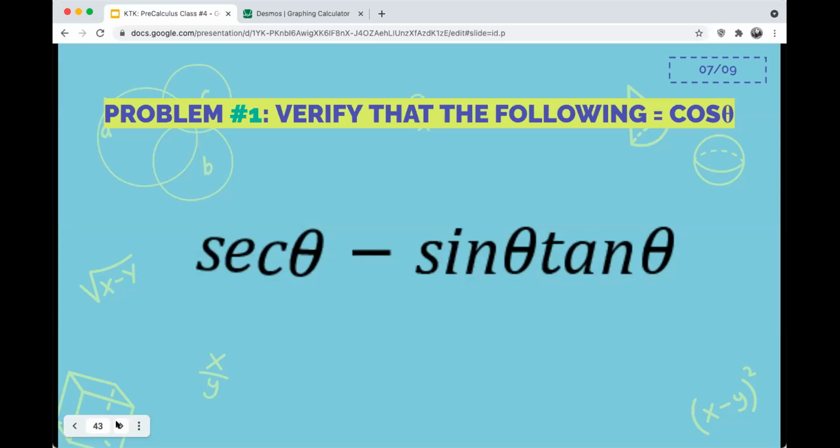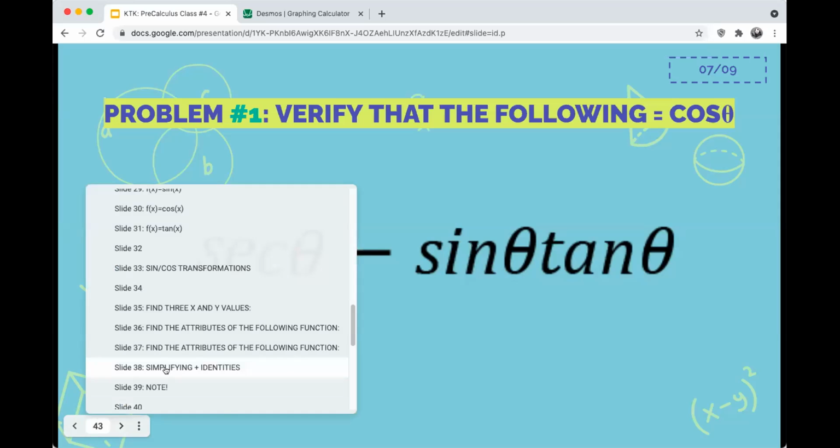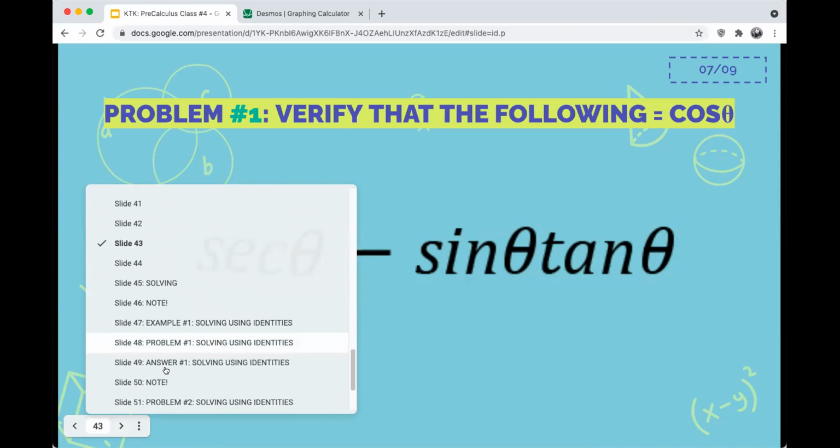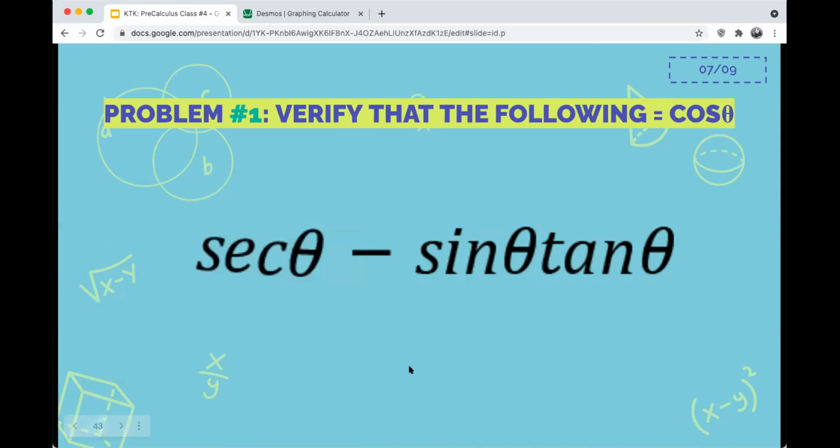So it's 6:44. In just another minute, we're going to go ahead and look at the answer, walk ourselves through verifying that the following is equal to cos theta. All right, let's go ahead and take a look.